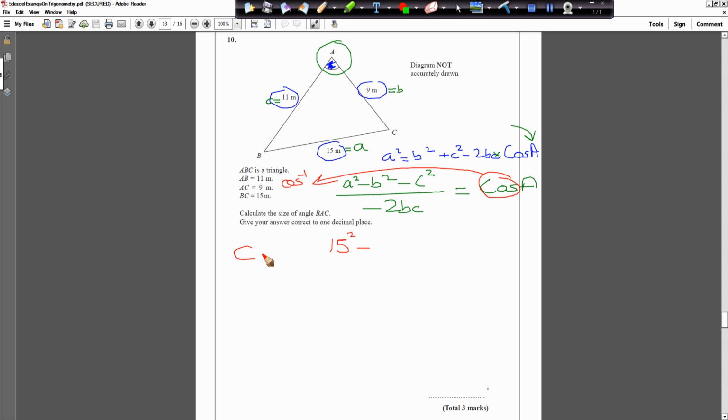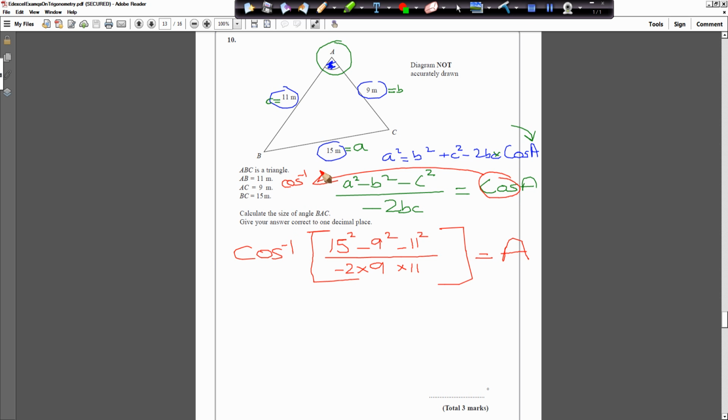So cos, ladies, have you done this so far? Minus 1 of A squared minus the B squared. What's B squared? 9 squared. C squared is 11 squared. And then we divide it all by minus 2 times the B value times the C value. And that will give us the value of big A, the angle.